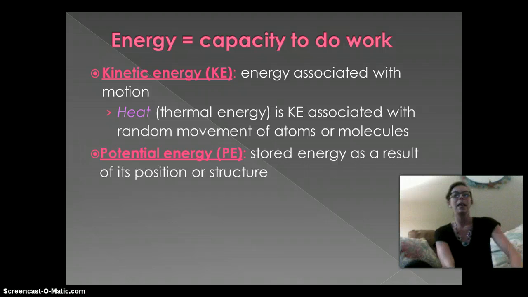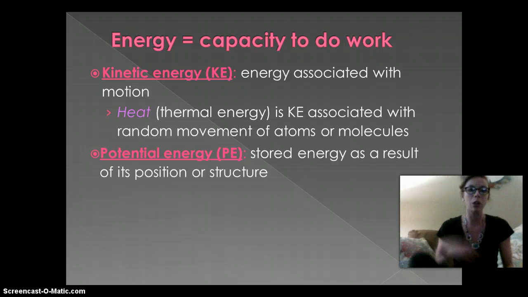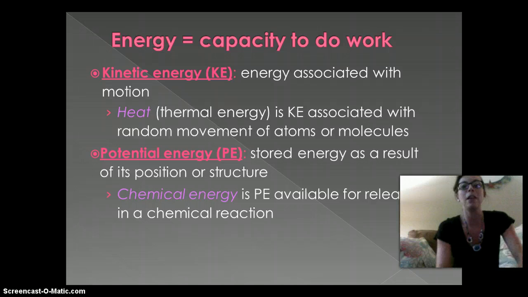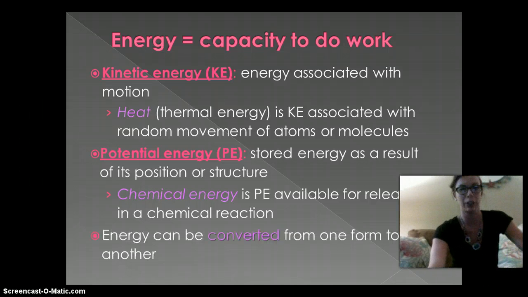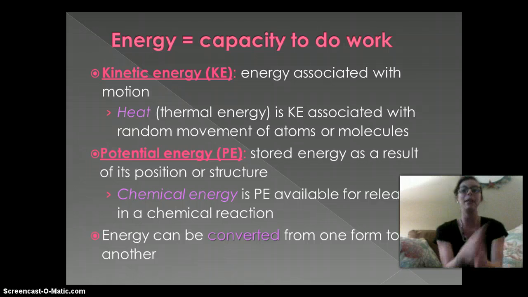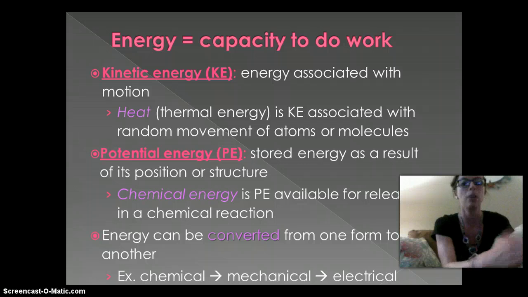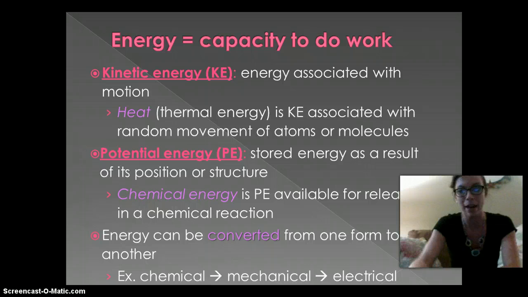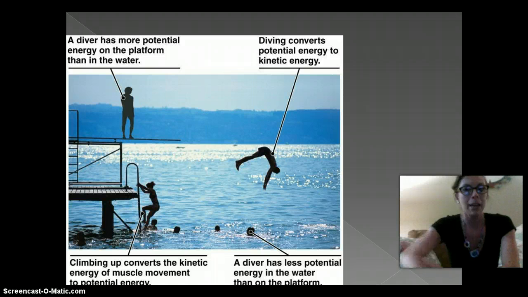Potential energy is going to be energy stored as a result of its position or structure, and chemical energy is going to be the potential energy that is available to release in a chemical reaction. So energy can be converted from one form to another. For example, it can be taken from chemical energy, so the food that we eat is broken down so that we have the energy to do physical work, or mechanical energy, and then electrical energy, so the signaling of our muscles.